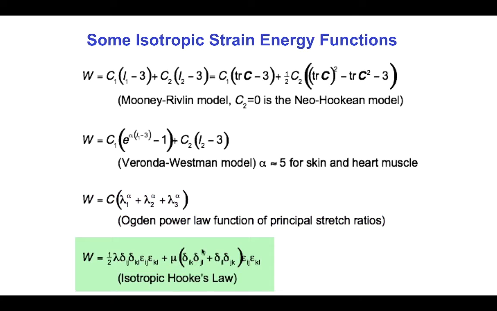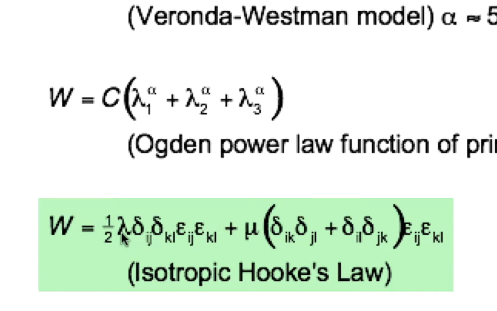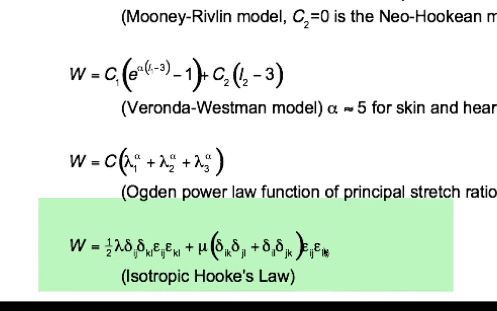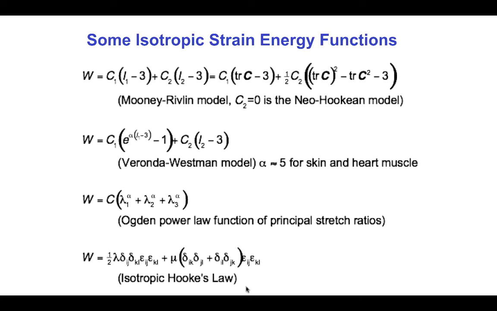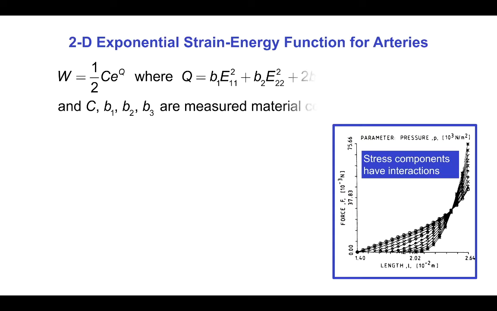And finally, Hooke's law can actually be written, of course, as a strain energy function. And the isotropic version of Hooke's law would be 1/2 of lambda times delta ij, delta kl, epsilon ij, epsilon kl, plus mu times (delta ik, delta jl, plus delta il, delta jk) times epsilon ij, epsilon kl. However, this isn't useful for finite nonlinear elasticity because Hooke's law is only valid for infinitesimal Cauchy strains. This exponential strain energy function of two-dimensional Lagrangian strains is anisotropic.